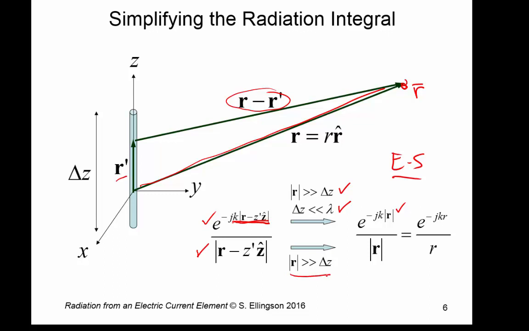Okay, and on the bottom, we have the magnitude factor. Now, again, because we'll assume the distance to the field point is much, much greater than the length of the current element, this part makes very little difference, and so we replace that with the magnitude of r. So the new phase factor is this thing. So this applies when it's electrically short, and also when the distance to the field point is much, much greater than the length of the element.